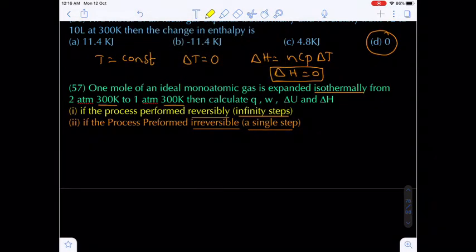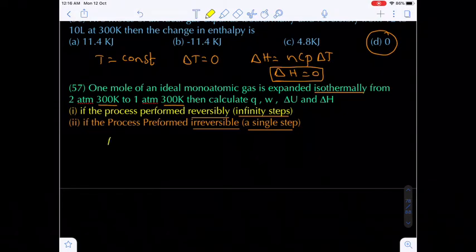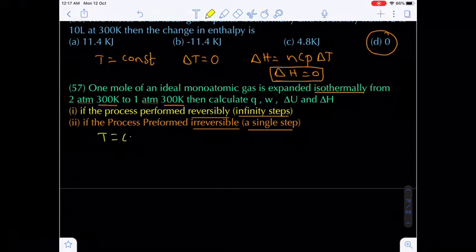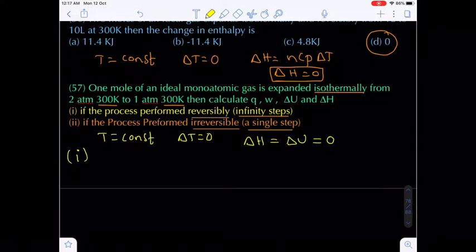Okay, now first of all, in both the cases, what is the temperature here? Temperature is constant. Temperature is constant in the sense change in temperature is 0. So del H value will be equal to 0. Del U value is also equal to 0 in both reversible as well as irreversible process. So first of all, I am calculating the work done in the isothermal reversible process.